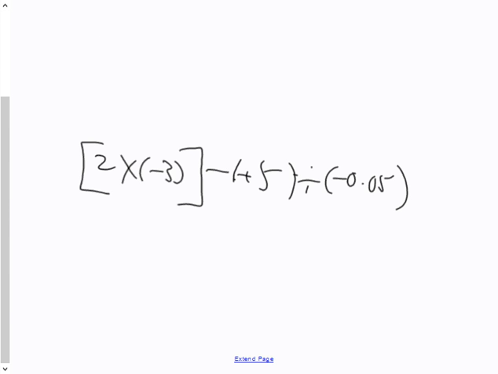So brackets first. 2 times negative 3 is going to be negative 6. I do not need to have square brackets anymore, just that. Take away, and I'm going to just write this down as 5 divided by negative 0.05. I'm just going to keep the whole thing there. Or if you want a positive 5, whatever you want to do.